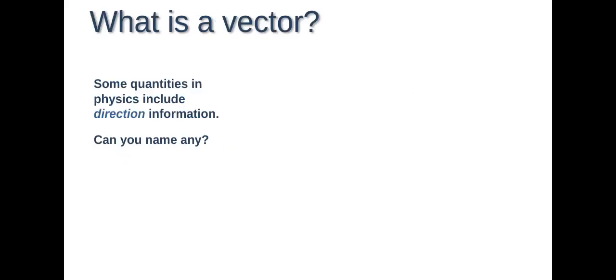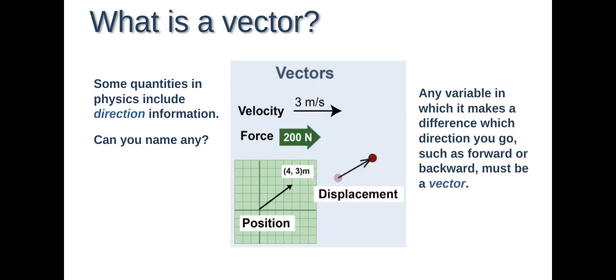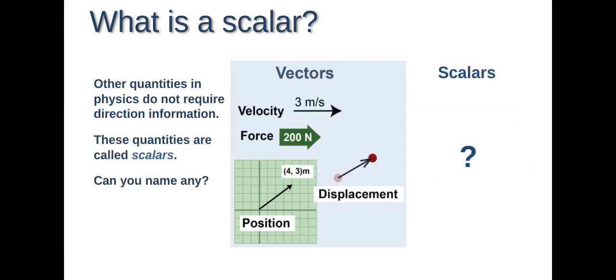So what is a vector? Some quantities in physics include directional information. So that's what vectors are. Can you think of any vectors? Vectors are any variable in which it makes a difference which direction you go, such as forward or backward. So therefore, it must be a vector. So vectors have not only a distance, which is what magnitude is, but they also have a direction. So that's what a vector is, both a magnitude and direction.